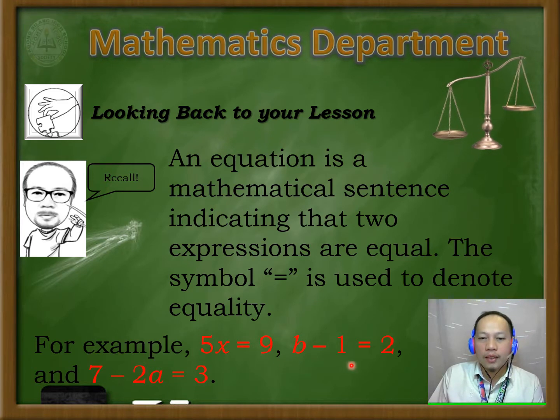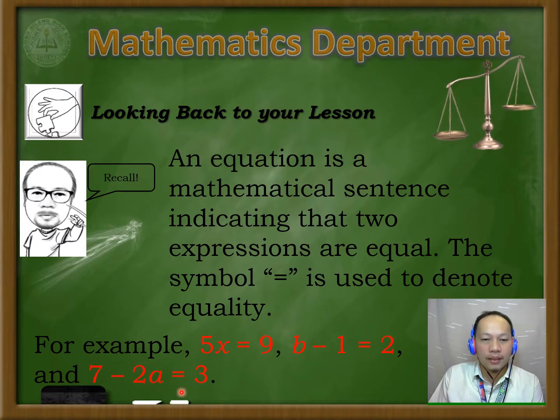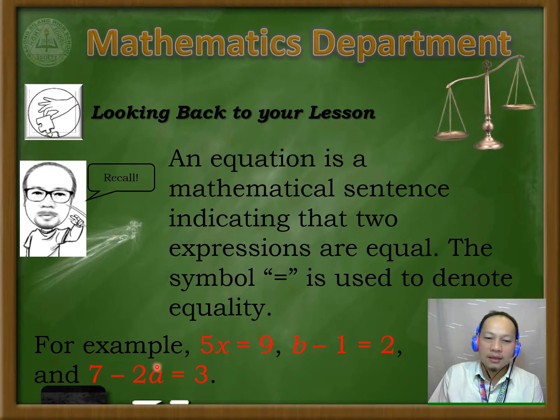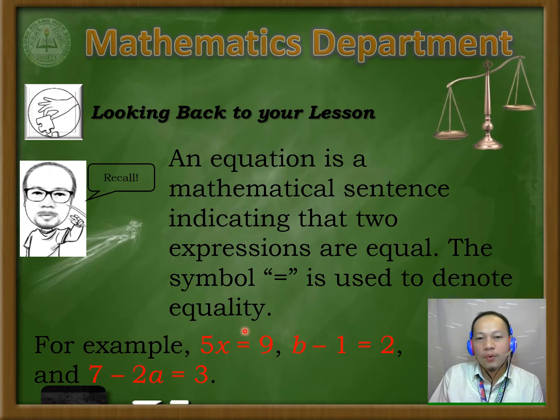5 minus 1 equals 2. Is this an equation? Again, yes, because of the equal sign. And 7 minus 2a equals 3. Okay? This is also an example of an equation or equality because these three examples use the symbol equal, which denote equality.